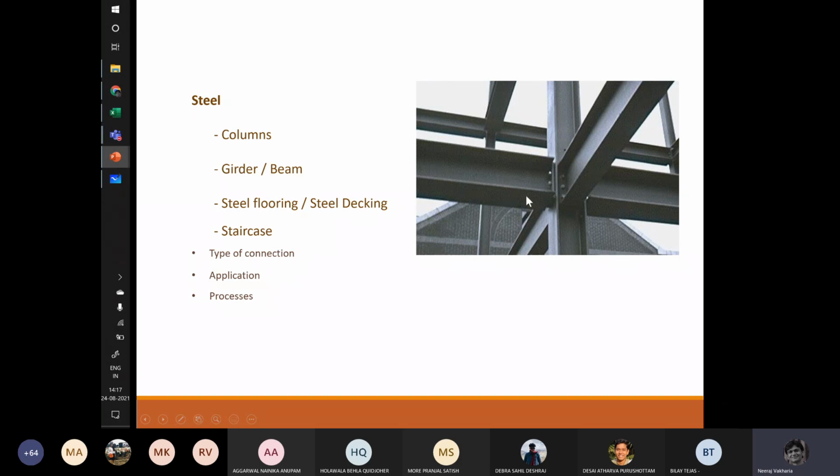How we are connecting this steel member. So that would be the first point. Is it bolted? Is it welded? Is it riveted? What are we using to connect all the steel? That we have to keep in mind.